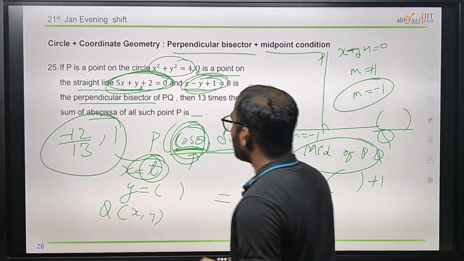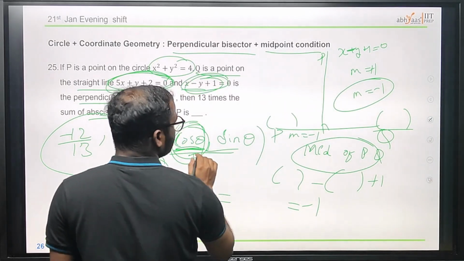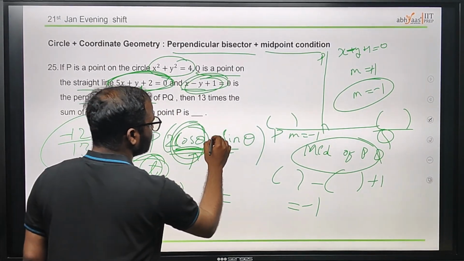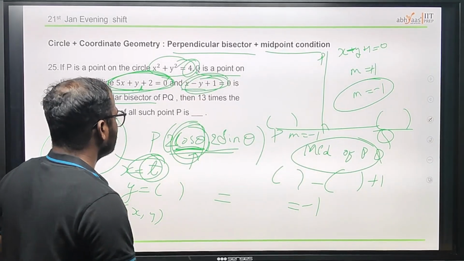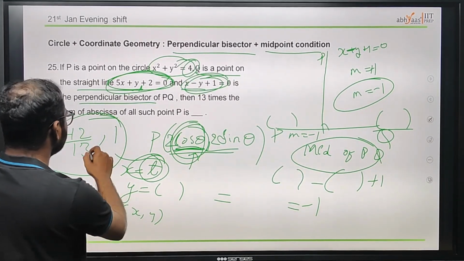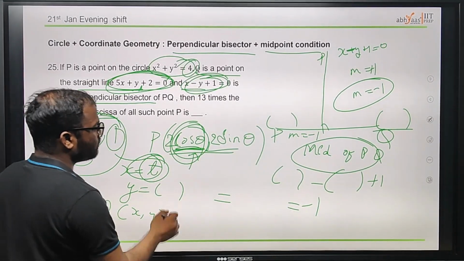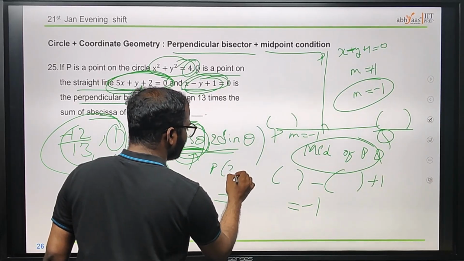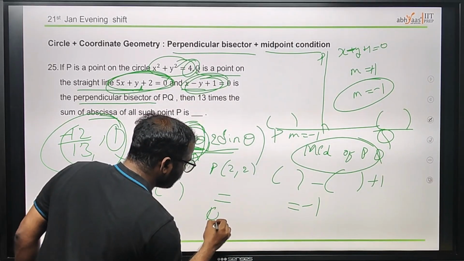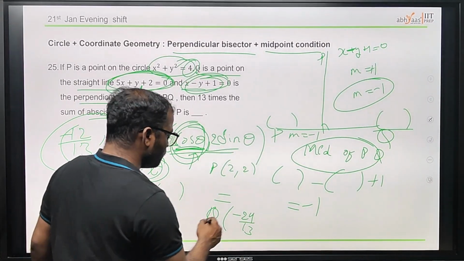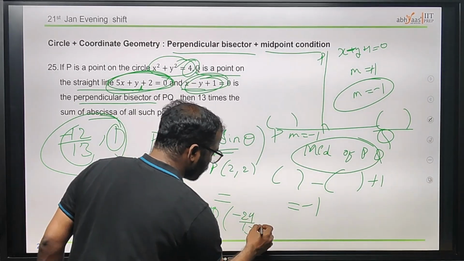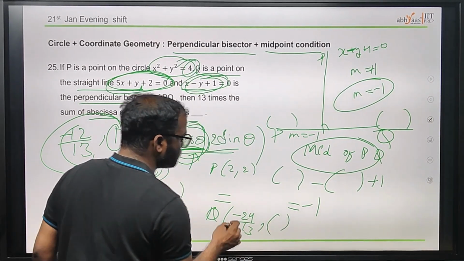We already got cos theta. Sorry, we have 2 cos theta and 2 sin theta, since we have a radius of 2. Now just substitute those two points in this one. For P we will get 2 comma 2, and for Q we will get minus 24 by 13. We only need to find this one, since we need the abscissa.